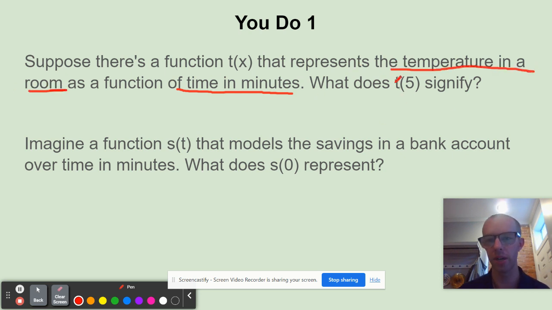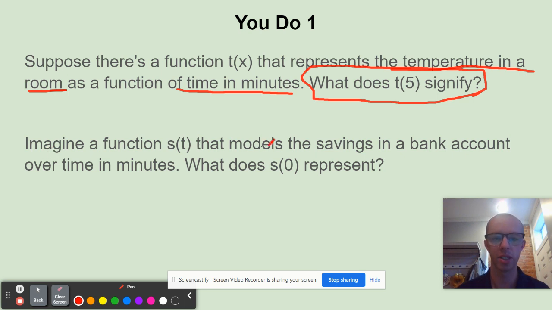So if I input 5 minutes, what does it output? The temperature after 5 minutes, right? So that should be your answer here. Something along those lines. The temperature in the room after 5 minutes.